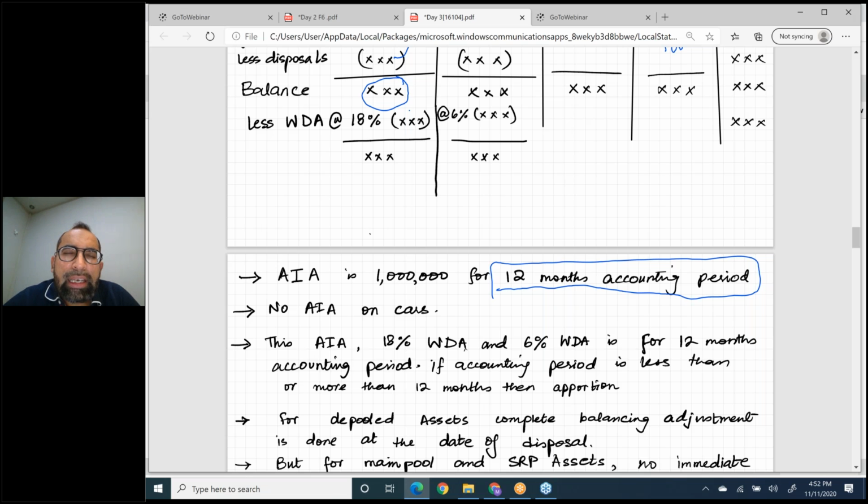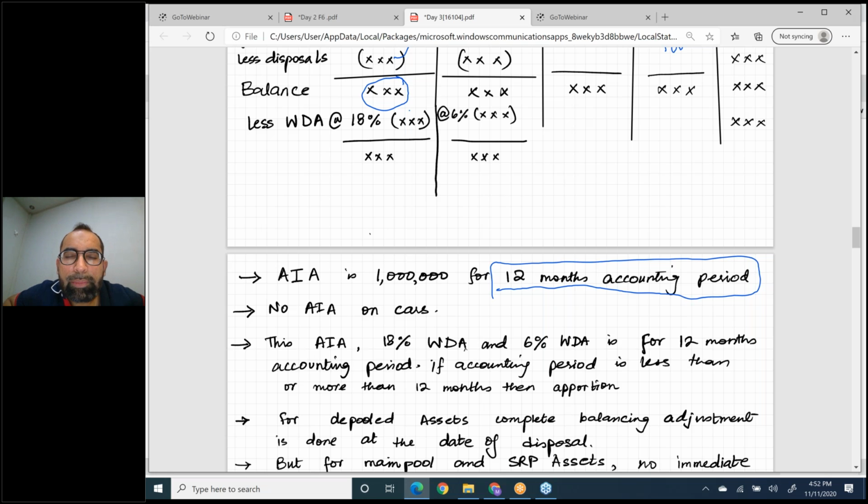Whenever you start any capital allowances question, the first step is to count the accounting period months. Let us say your accounting period is 9 months. Now you have to think that if your accounting period is only 9 months, you have to apportion the WDA of the main pool, the WDA of the special rate pool, and all WDAs with respect to 9 months. Plus you have to apportion your AIA as well.